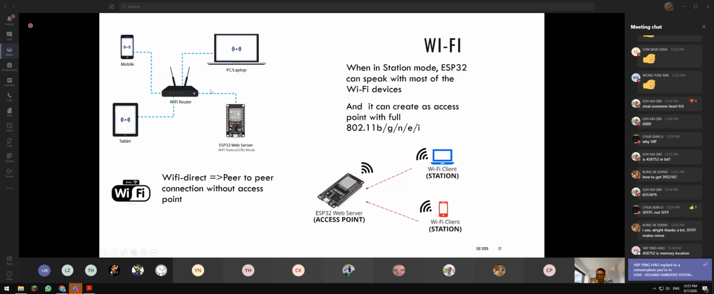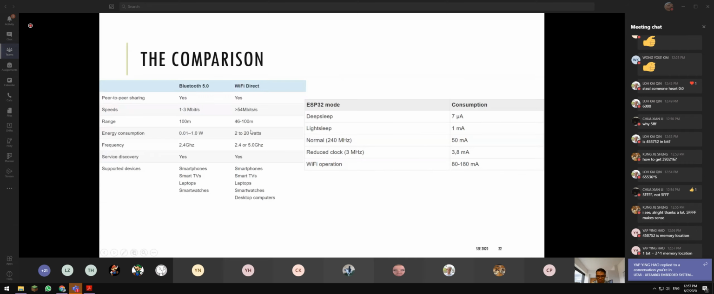Devices also can talk to the access point. Okay, so I believe you know all these things. So in ESP32, in deep sleep, it only takes about 7 microamperes. Okay, you can calculate if I power this using a 2000 milliamp power bank.